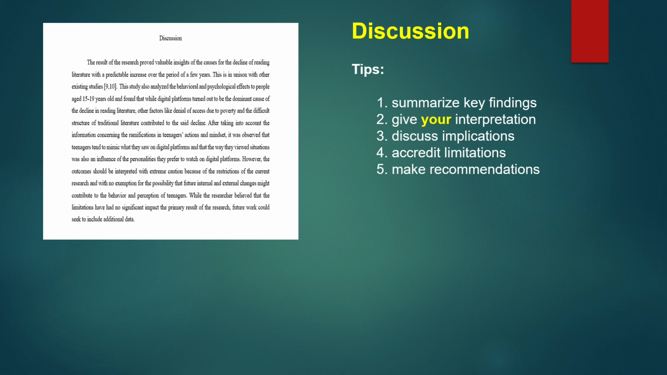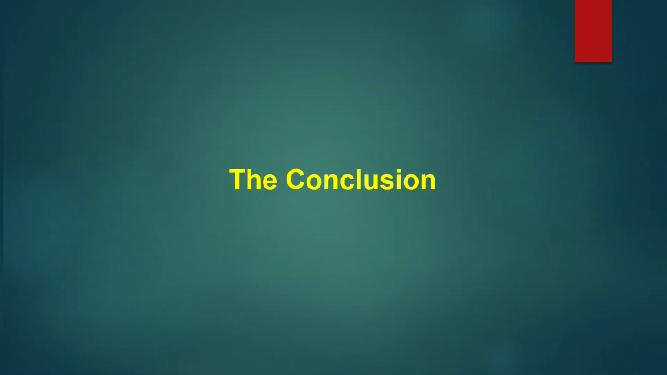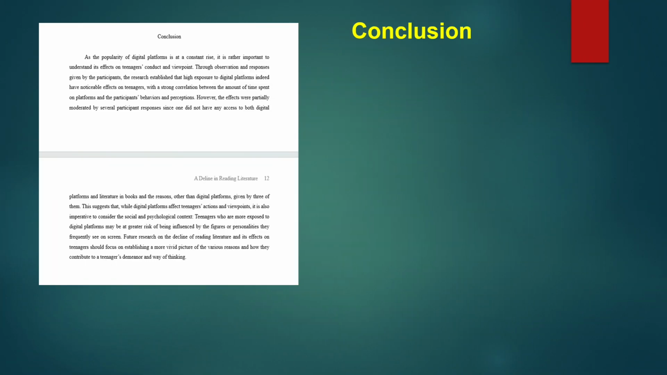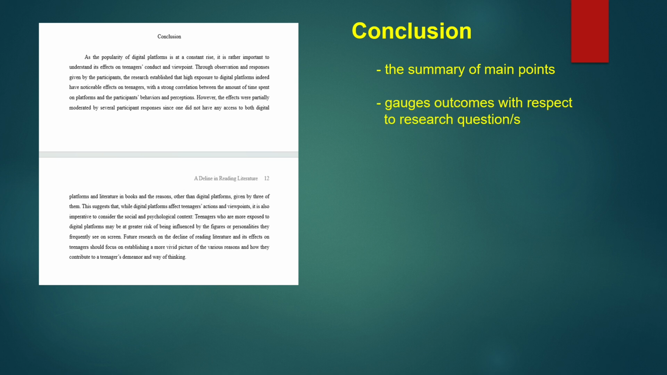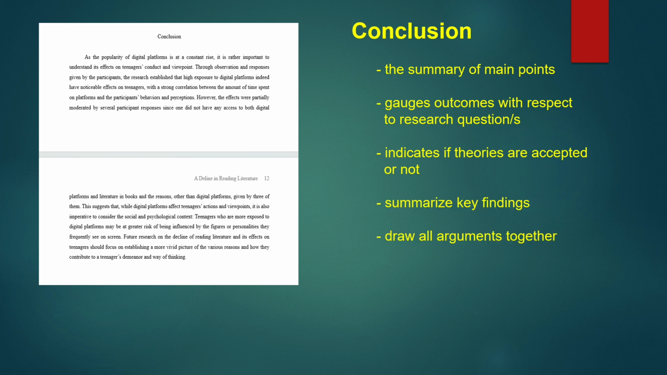The last component of the main body of the research is the conclusion. It is defined as the summary of the main points from the discussion. Its purpose is to gauge the outcomes with respect to the research questions, indicate whether theories are accepted or not, summarize key findings, and draw all arguments together. In other words, it presents a justification for each outcome and show whether the results are uniform with your hypotheses, or if other research studies have equivalent results.